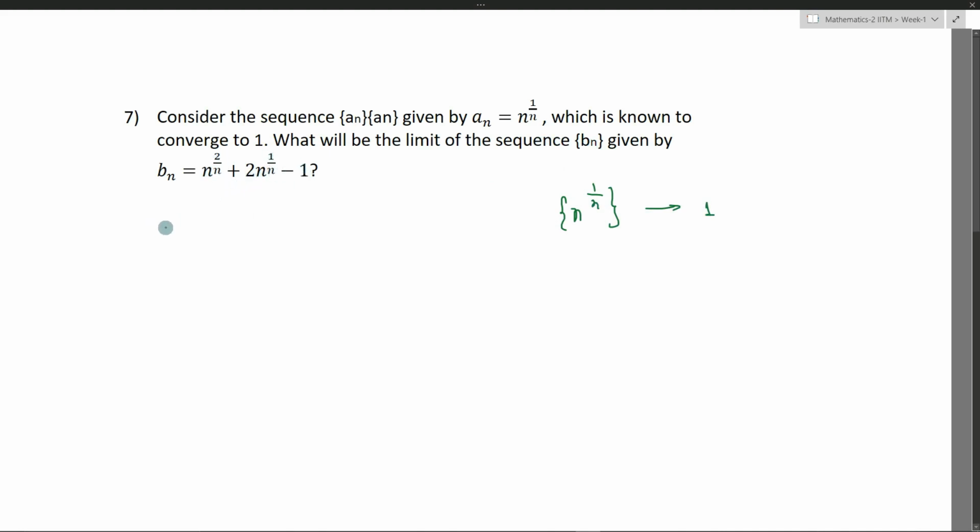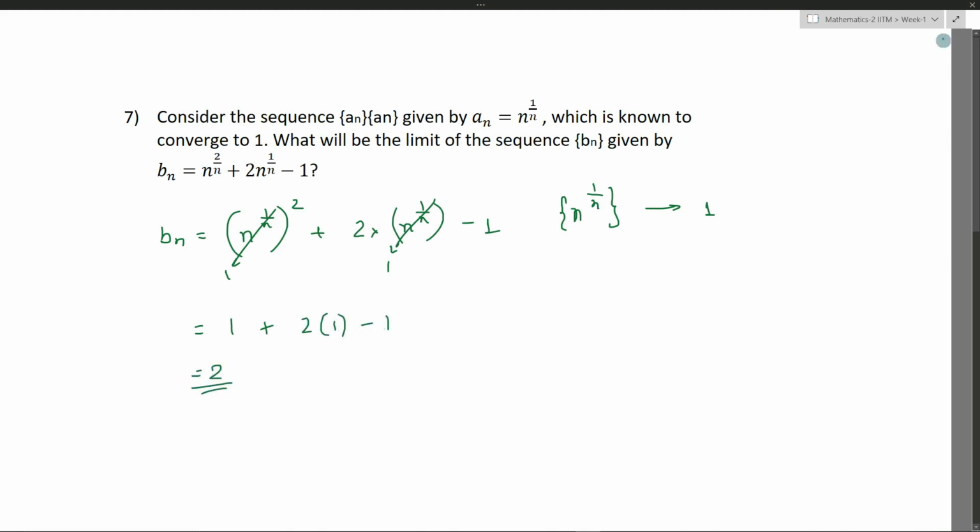So I can write this as bn is equal to n to the power of 1 by n whole square plus 2 into n to the power of 1 by n minus 1, right? So what will happen to n to the power of 1 by n? This converges to 1 and this also converges to 1. So I'll have 1 plus 2 into 1 minus 1. So the answer is 2. Next question.